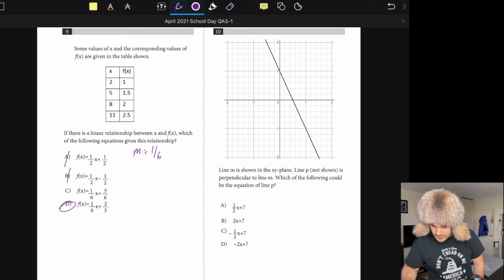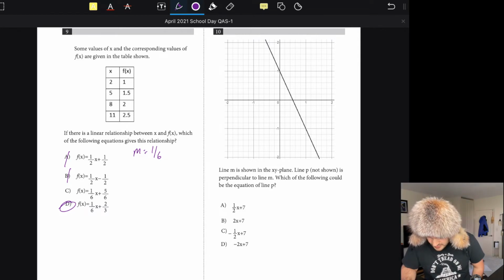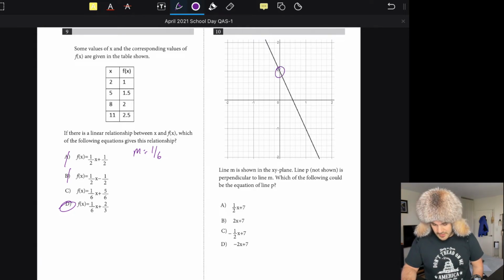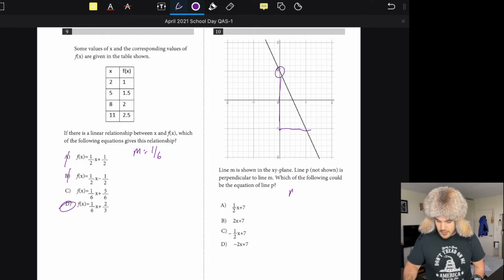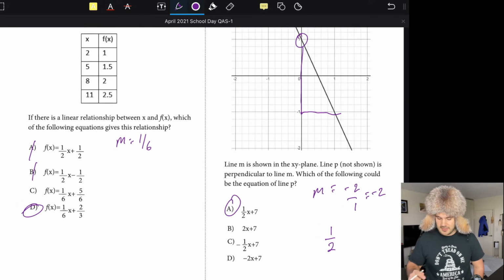So we see the scale's interesting. They really use this squared graph paper thing. But we see that it went down by 1. It went down by 2 because we started at positive 1 right here. And if we go down, that's 1, 2, and then over 1. So the slope is, at the moment, negative 2 over 1, or just negative 2, which means that the slope of the line that's perpendicular to it should be positive 1/2, because that's the negative reciprocal of negative 2. The only one that's positive 1/2 is A, so A is the answer.